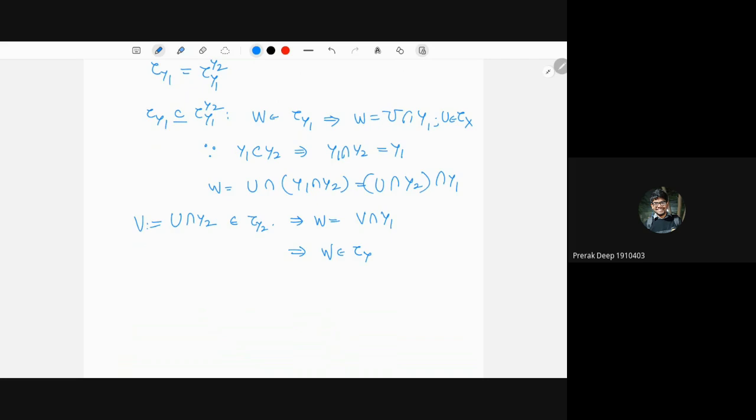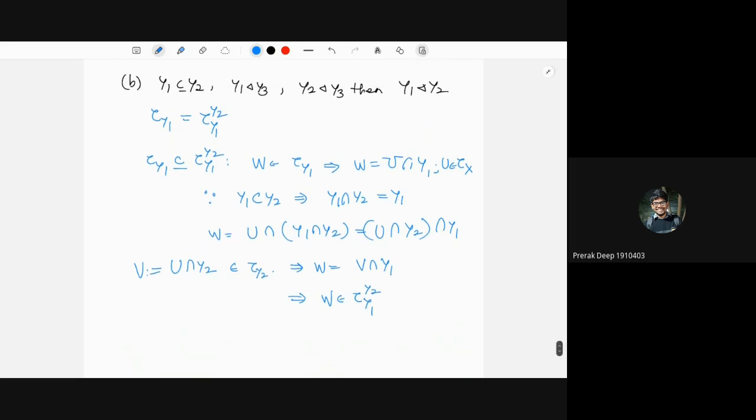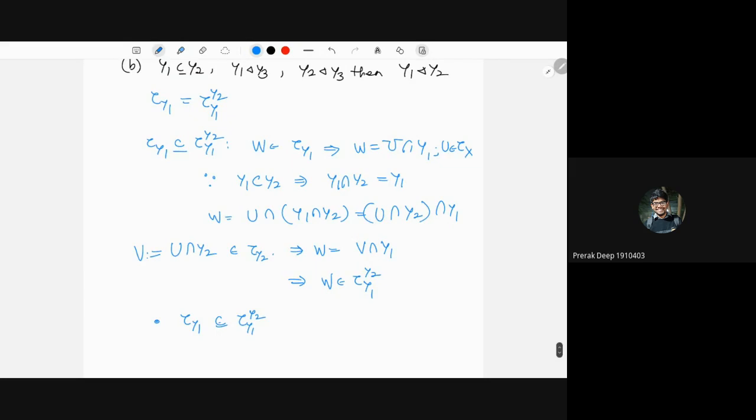Yeah, this implies that w is in the subspace topology induced from Y2. Okay, so this implies the one side containment. Similarly for the other side containment, one can also give a similar argument. Let's not discuss that.